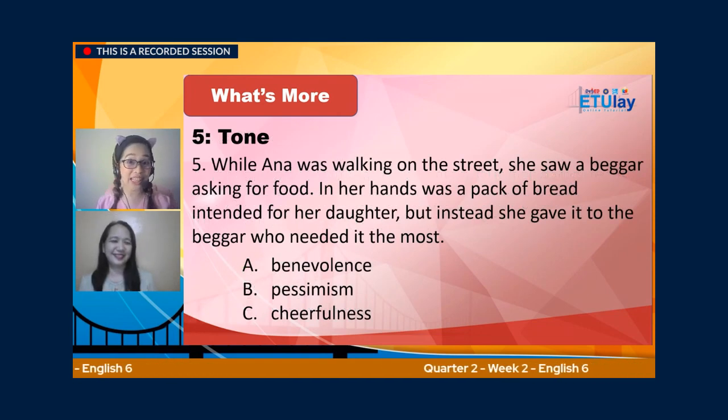And for number 5, it has something to do with tone. While Anna was walking on the street, she saw a beggar asking for food. In her hands was a pack of bread intended for her daughter, but instead, she gave it to the beggar who needed it the most. A, benevolence, B, pessimism, C, cheerfulness. Your 5 seconds to answer starts now.